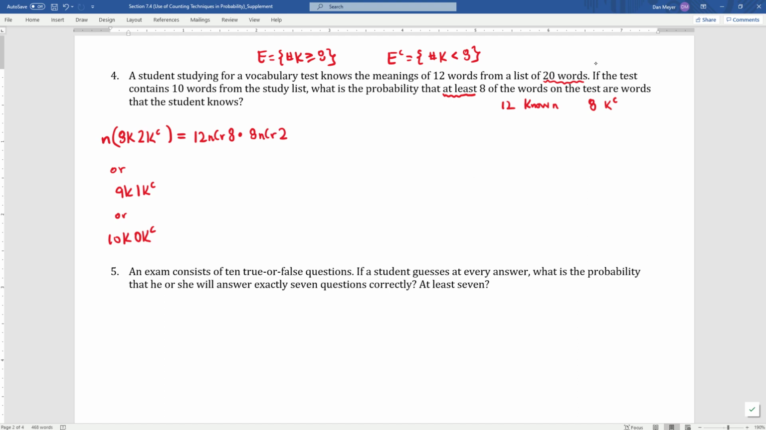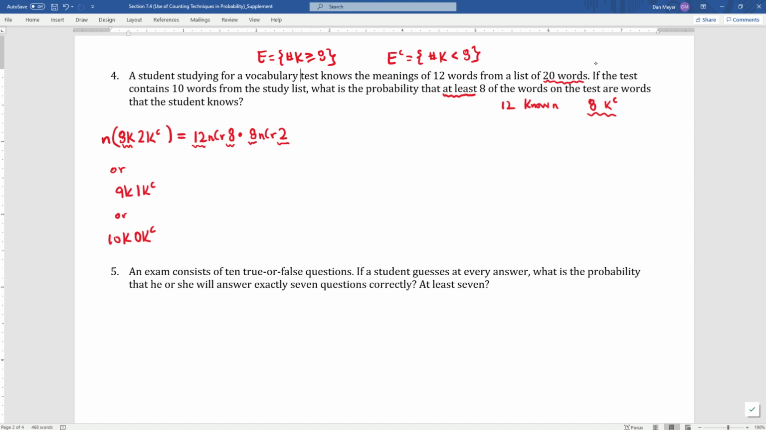By the way, this is one of these examples where the symbols that I write here are not nearly as important as the words I just said and the words I'm about to repeat. From the 12 known words, we're going to pick 8 of those to be on this test because the test has 8 known words. And from the 8 unknown words, there's going to be 2.